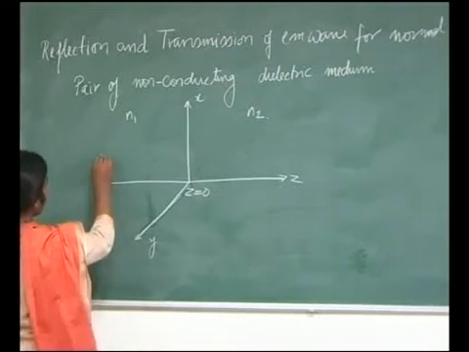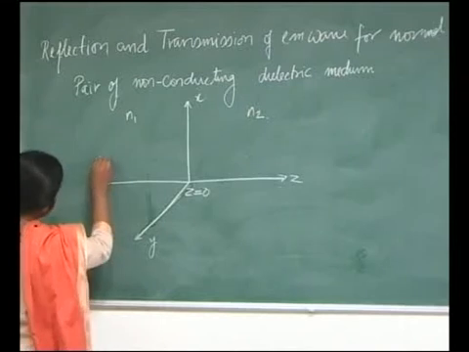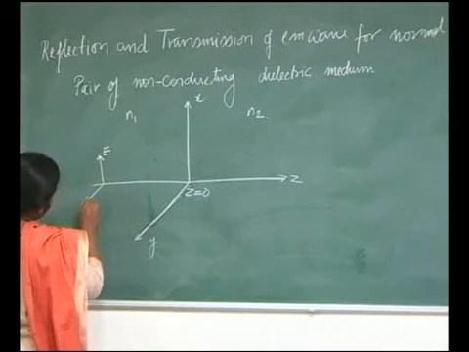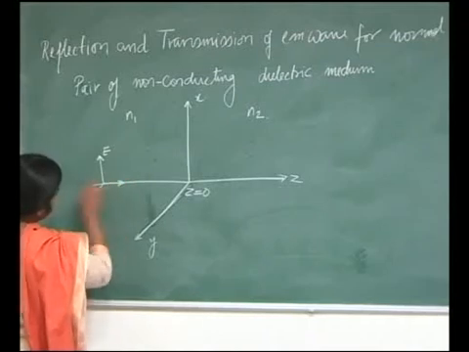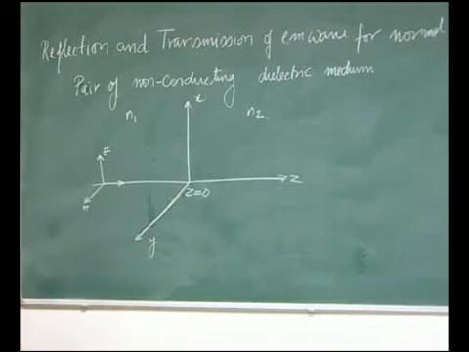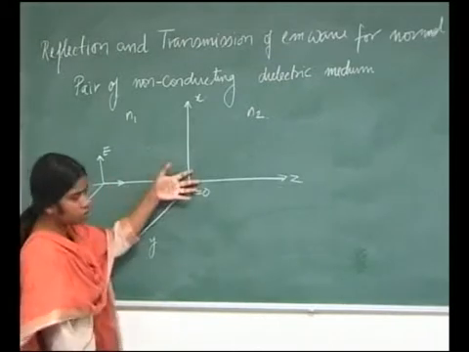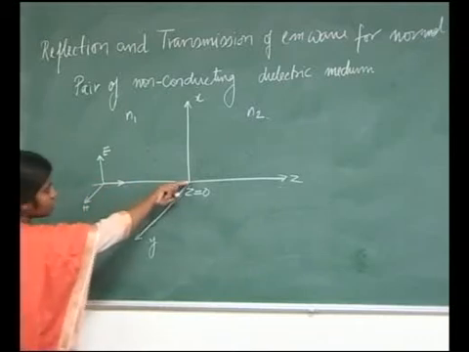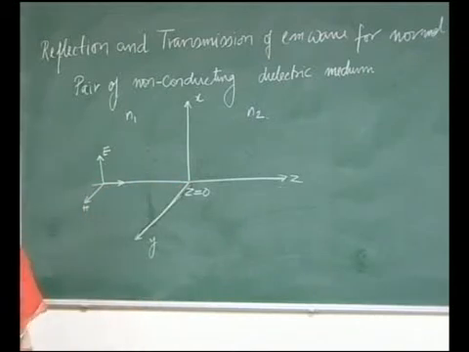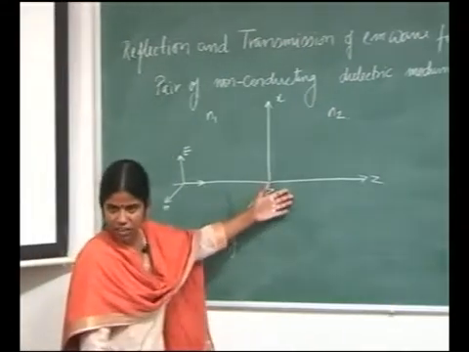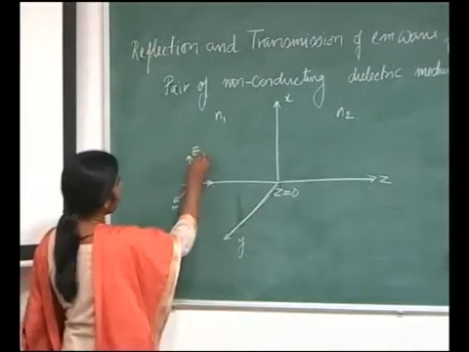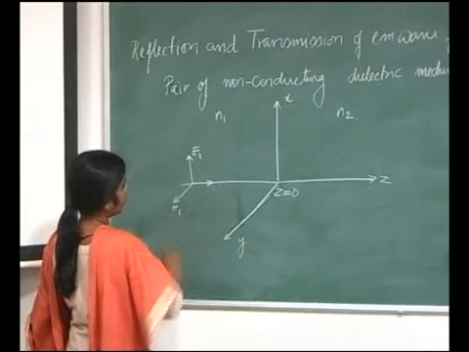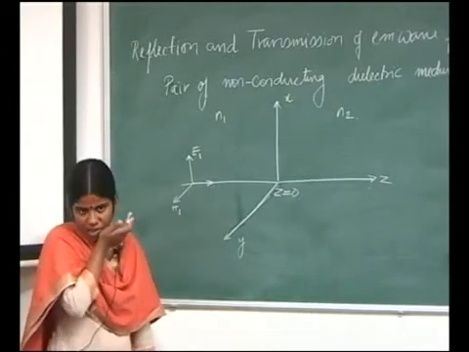Now, a plane wave which is looking like this is traveling in this direction. This is a plane wave which is traveling towards the interface, okay. Because this is incident on the interface, I call this wave E1, H1, this is incident, okay.